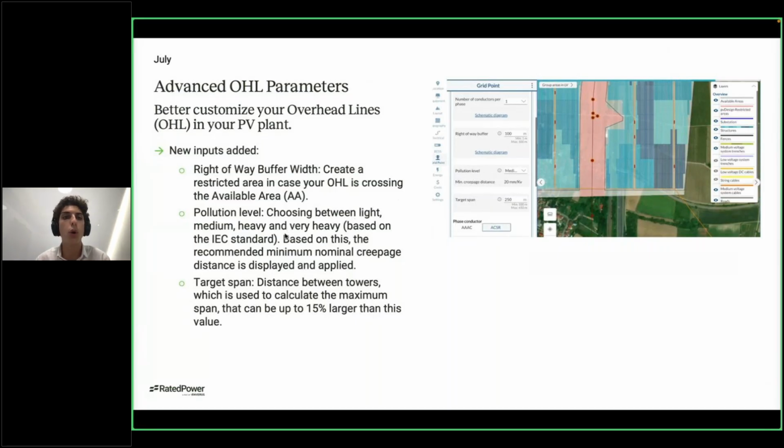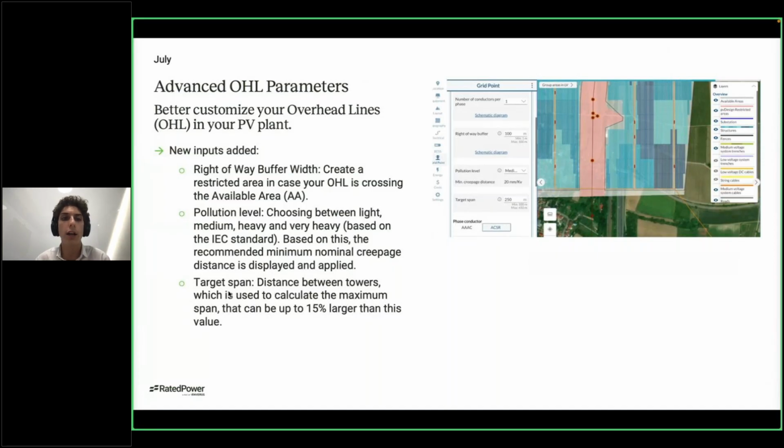We've also included the pollution level. Okay, you can choose between light, medium, heavy, and very heavy. This is based on the IEC standards. Okay, and it will recommend a minimum nominal creepage distance for basic insulation purposes. Okay, so this is all based on the standards.